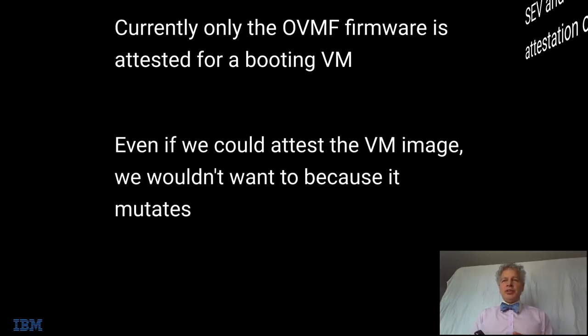Even if we could attest the virtual machine image, because remember in the previous slide, the image is not placed into the guest virtual machine. The virtual machine boots from an encrypted disk to actually alter the memory contents to run it. But even if we could attest to the encrypted disk image, we wouldn't want to because it mutates as the virtual machine executes. The thing about attestation is it's the SHA-256 sum of the contents of something, and you want to validate that SHA-256 sum. You can't have it changing from moment to moment. You need it to be reasonably static. And the virtual machine image, by virtue of the fact that it mutates, doesn't provide the necessary static nature to allow you to attest to it.